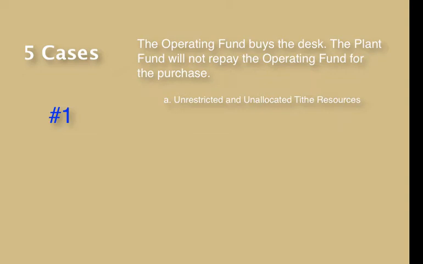In the second variation, the operating fund is purchasing the desk. The plant fund will not be repaying the operating fund, but this time unrestricted, unallocated, non-tithe resources in the operating fund are the resources that are being used for the purchase. In our third variation, variation C on case 1, the operating fund purchases a desk. The plant fund will not be repaying the operating fund, but this time the resources came out of departmental budgets.